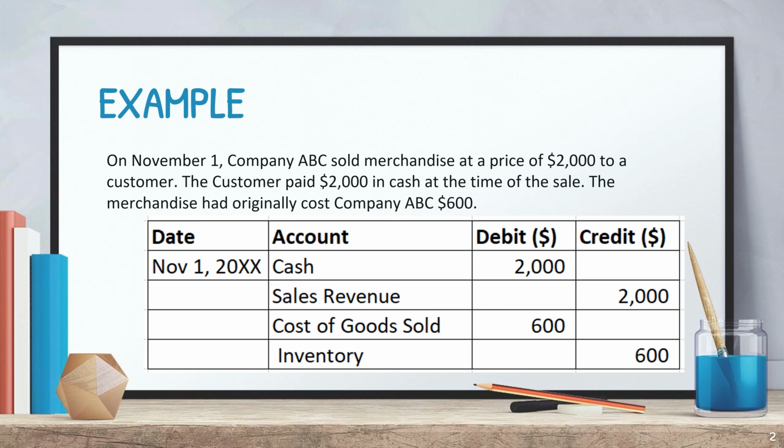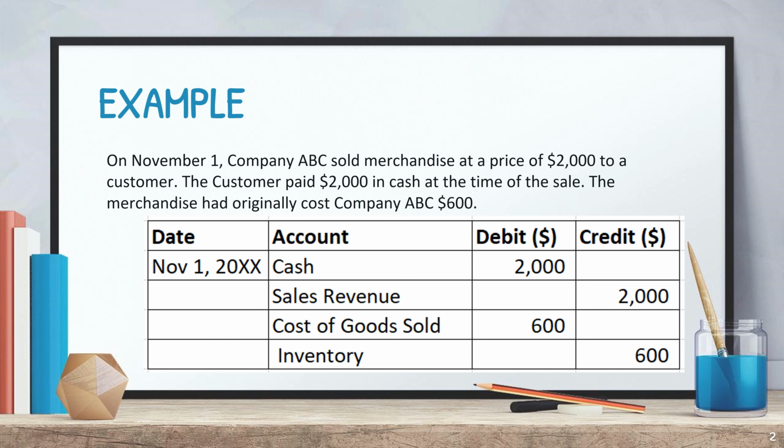Additionally, we need to account for the cost of the merchandise sold. The original cost of the merchandise to Company ABC was $600. To record this, we'll debit the cost of goods sold, COGS, account, which is an expense account, for $600. This entry reflects the cost of the merchandise that was sold during the transaction.